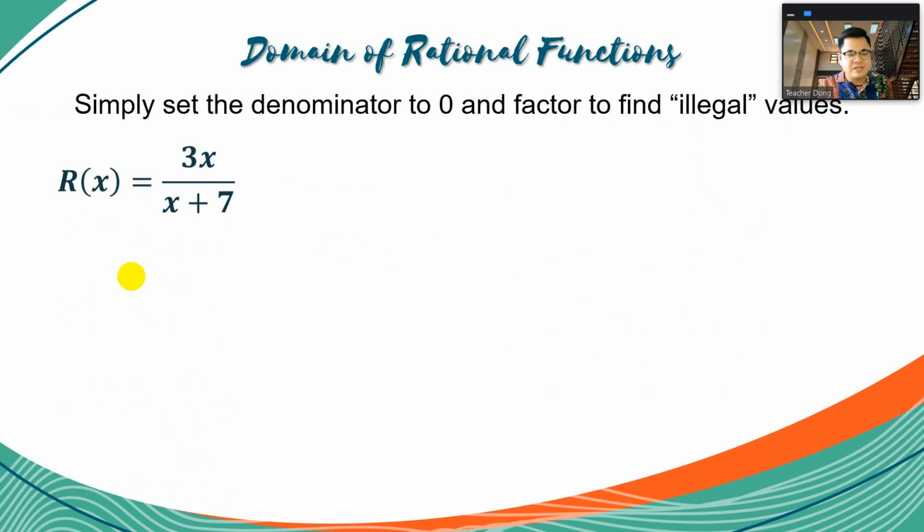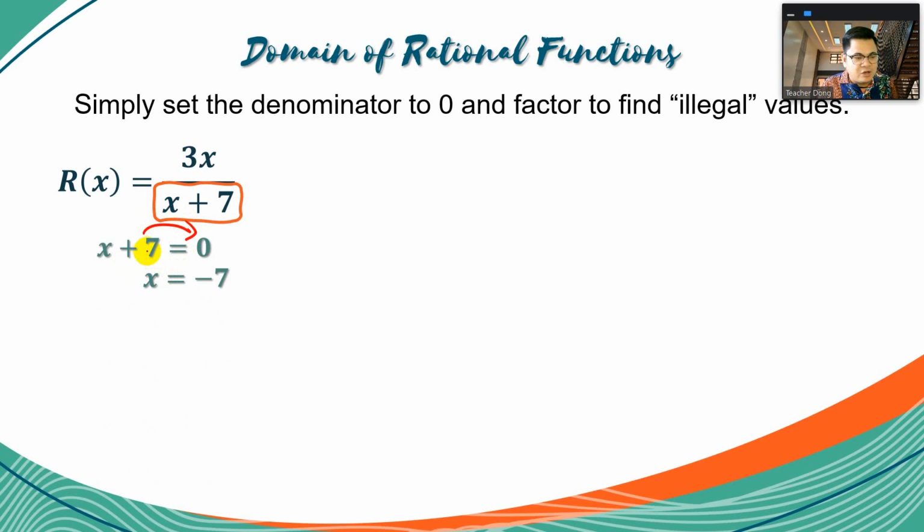We have to simply set the denominator to 0 and factor to find the illegal value. So let's say this is the denominator. Just take the denominator, and according to our instruction to get the domain, equate the denominator to 0. Again, just the denominator. We don't care about the numerator. Okay, so x plus 7 is equal to 0. And then, of course, we need to transpose positive 7 to the right to solve for x.